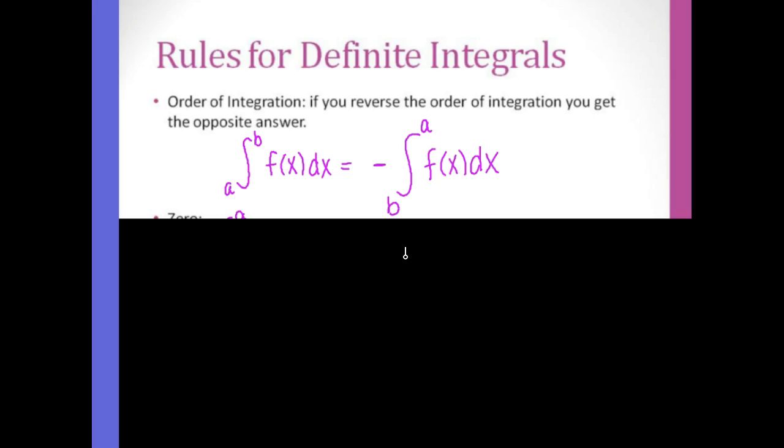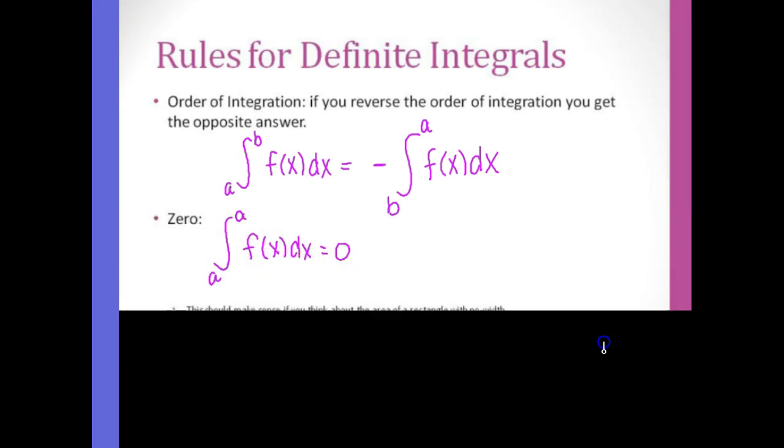So A to B goes to B to A if you put a negative in front of it. So a negative would reflect it. If the area is going from A to B, by making it a negative, you've reflected it down so it's B to A. That is the order of integration property.